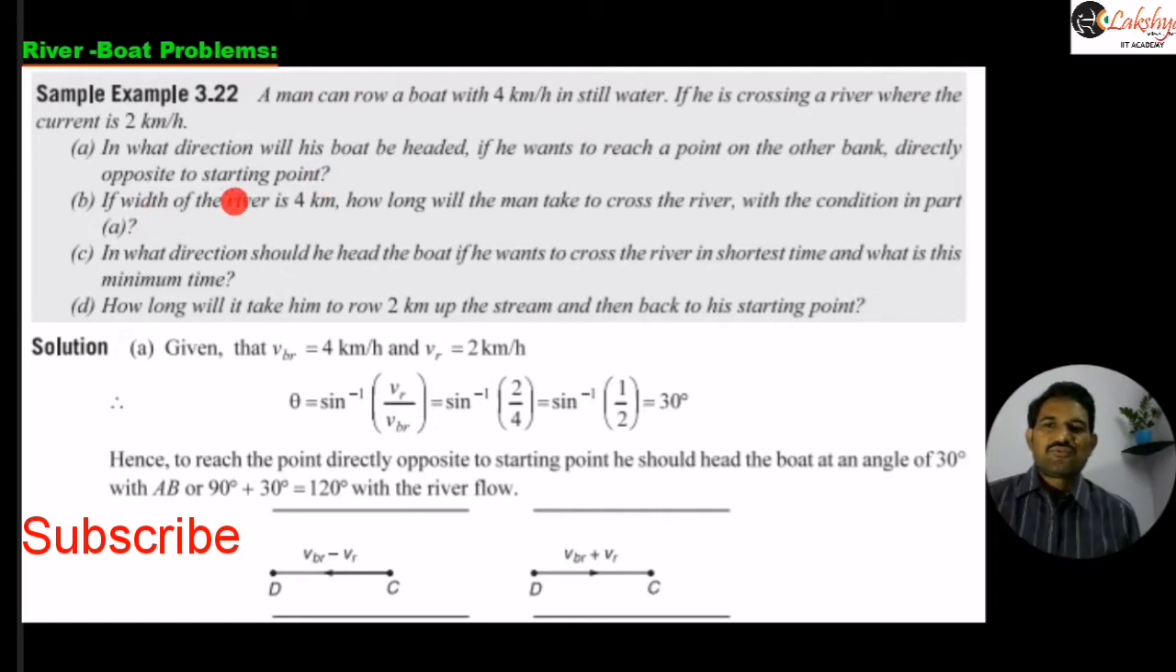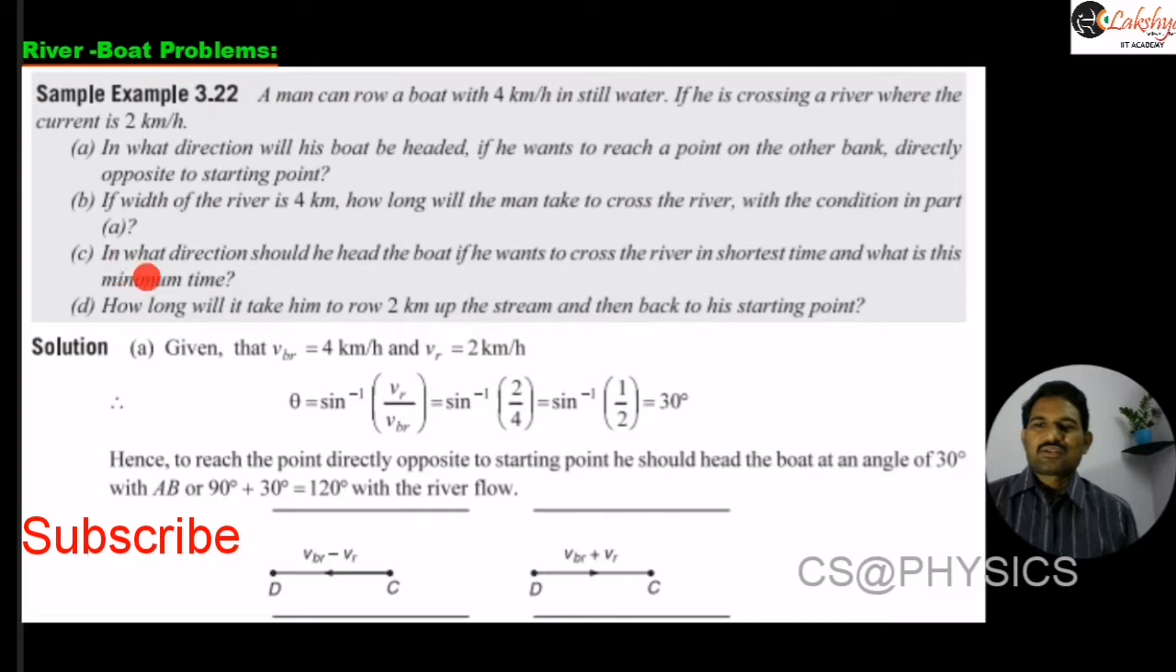Then, if the width of the river is 4 kilometers, how long will the man take to cross the river with the condition in part A? In this condition they are asking for the time taken to cross the river along the shortest possible path. The next one they are asking is in what direction he should head the boat if he wants to cross the river in the shortest time, and what is this minimum time. They are asking in which direction he should start the journey to cross the river in the shortest possible time, and also they are asking for that time.